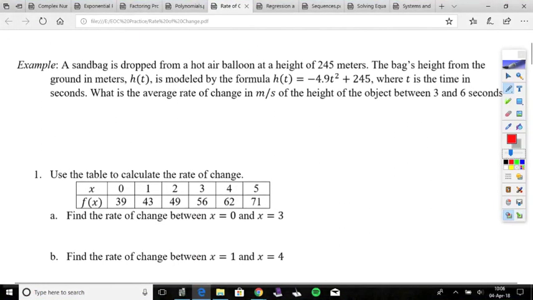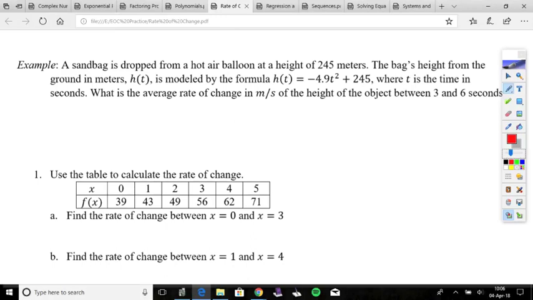A sandbag is dropped from a hot air balloon at a height of 245 meters. The bag's height from the ground in meters, H of t, is modeled by this formula: negative 4.9 t squared plus 245, where t is the time in seconds. What is the average rate of change in meters per second of the height of the object between 3 and 6 seconds? So I made this question because it's basically identical to one that was on our practice test.